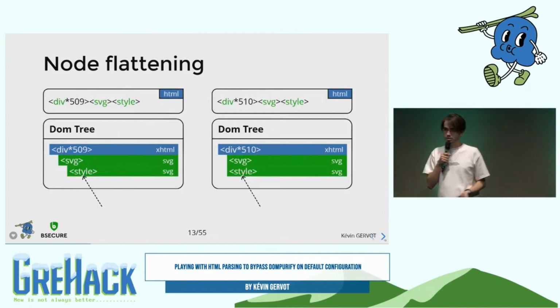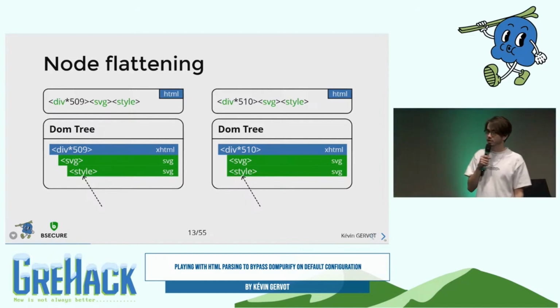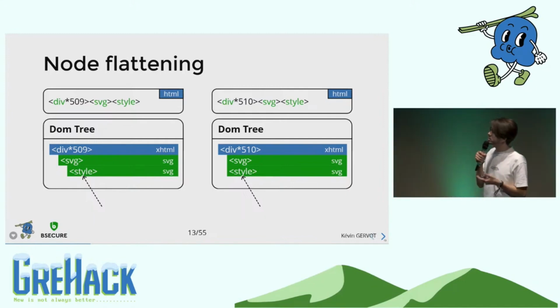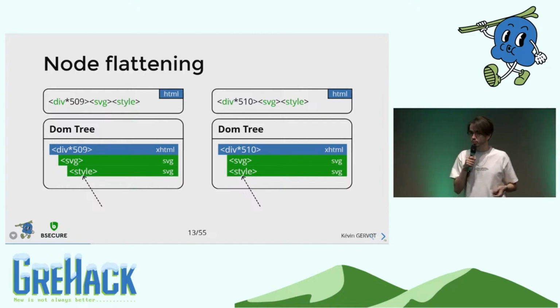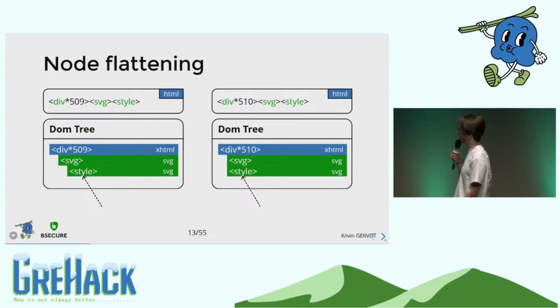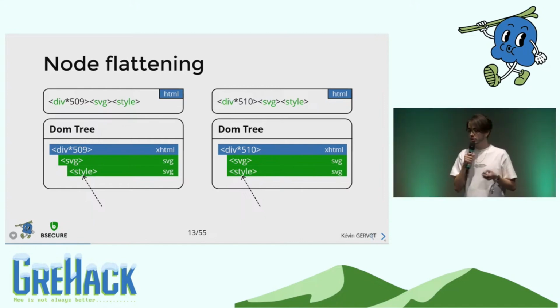So what the node flattening is: if we take a look at the following example, we can see on the left that we have 509 divs, which contain an SVG tag, which contains a style tag. And in the output, there is no mutation. We have the output which we were expecting to have. But if we append only one more div, this time we can see that the style tag at the bottom is getting flattened out of the SVG tag. And what is even more interesting here is that even if the style tag is getting flattened out of the SVG tag, it is still parsed as SVG, meaning that the node flattening occurs after the node has been parsed.